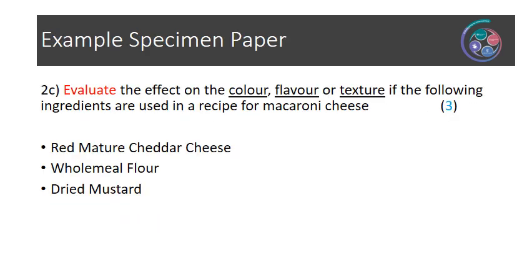This example was taken from the Specimen paper, which you can find on the SQA website. Question 2C. Evaluate the effect on the colour, flavour or texture if the following ingredients are used in a recipe for macaroni cheese. I've highlighted the word evaluate in red as this is your command word, and I've also highlighted colour, flavour or texture as you need to refer your answer back to one of these 3. So we've got red mature cheddar cheese, wholemeal flour and dried mustard. Again, this is worth 3 marks.